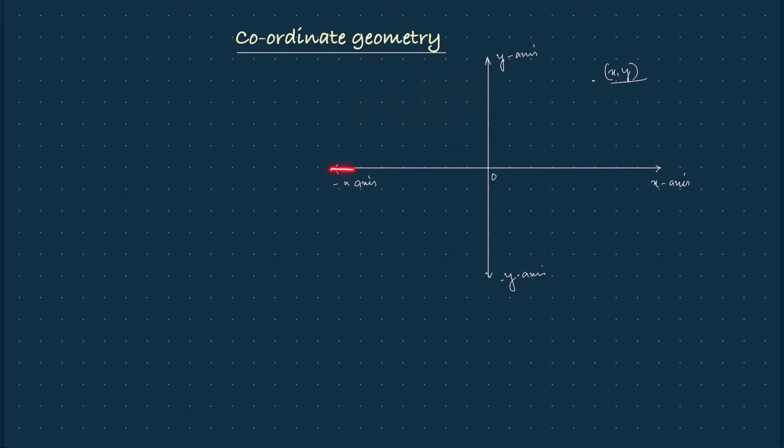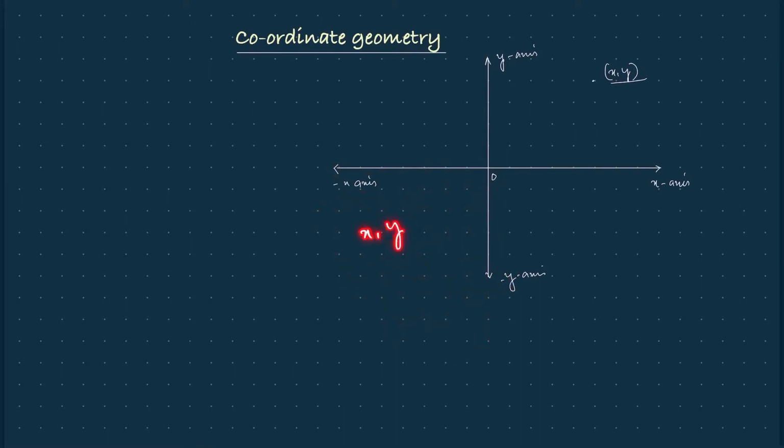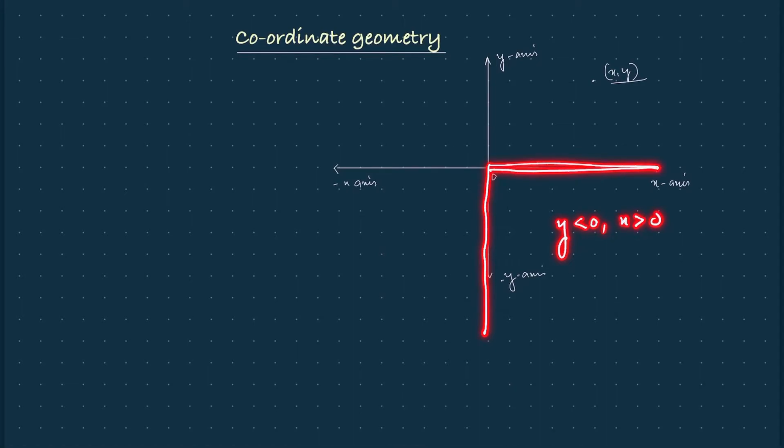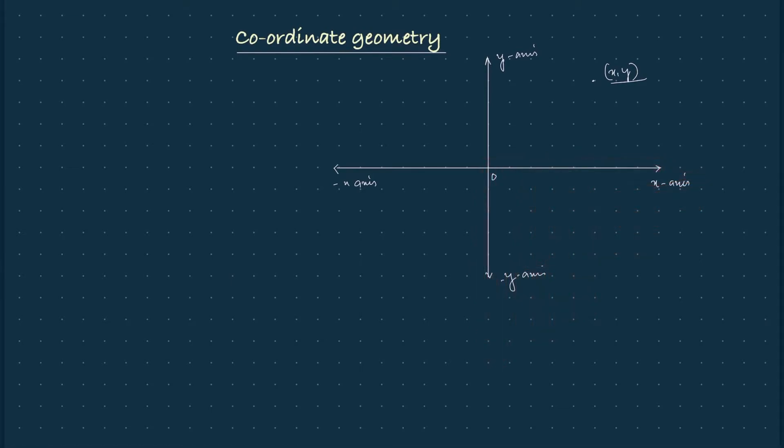And this is the third quadrant. In the third quadrant all the coordinates are negative. It means both x and y are negative, and negative means strictly less than 0. And this will be the fourth quadrant. In the fourth quadrant y is negative but x is positive, because here you are moving downward, that's why y is negative. So y is less than 0 but x is greater than 0. Now you have understood this is the first, second, third and fourth quadrant.